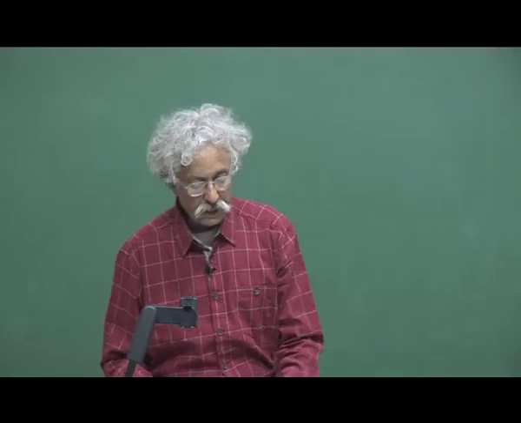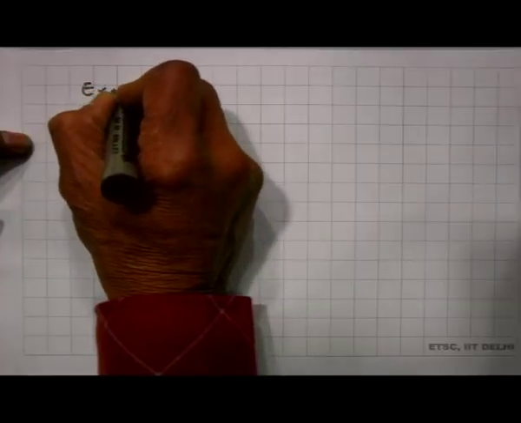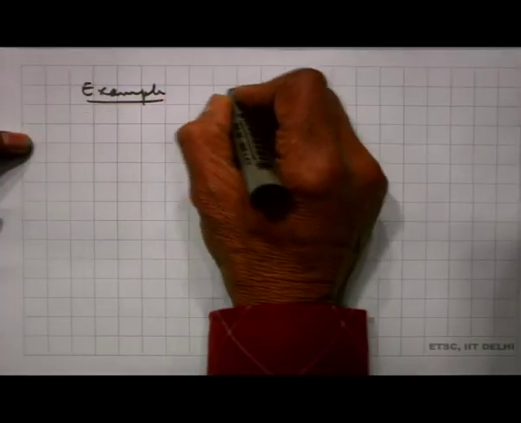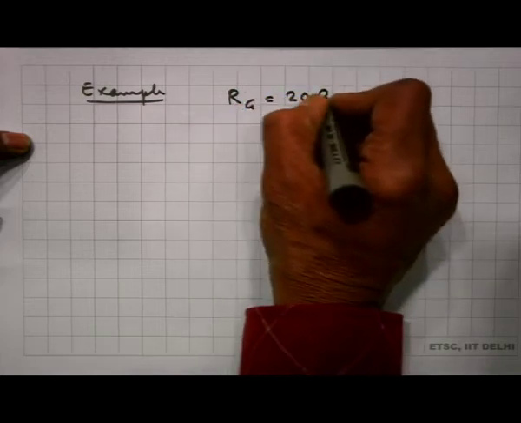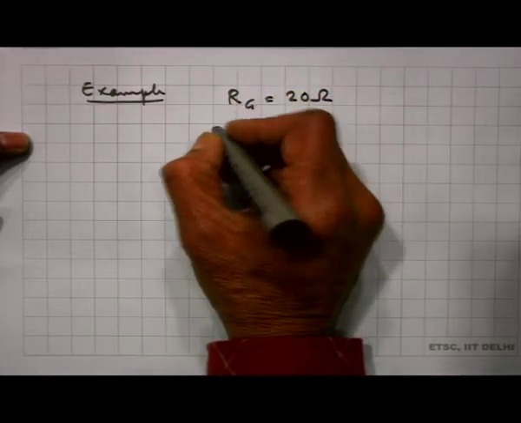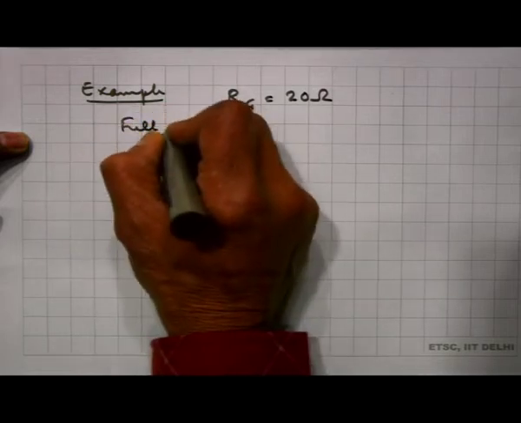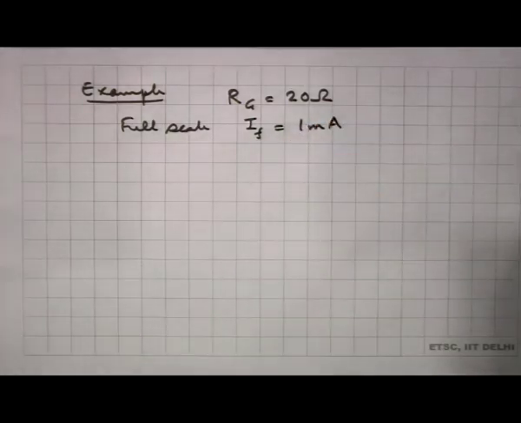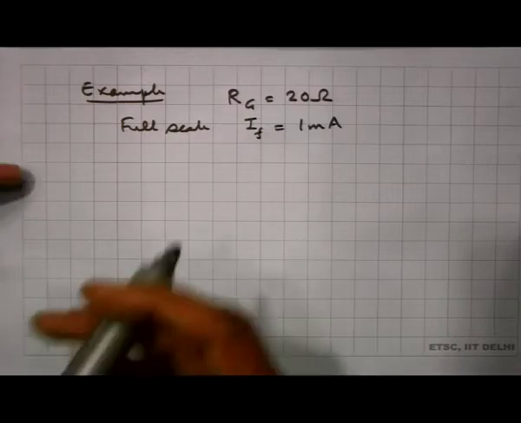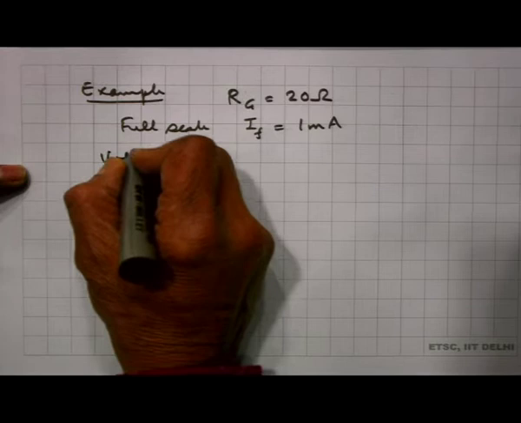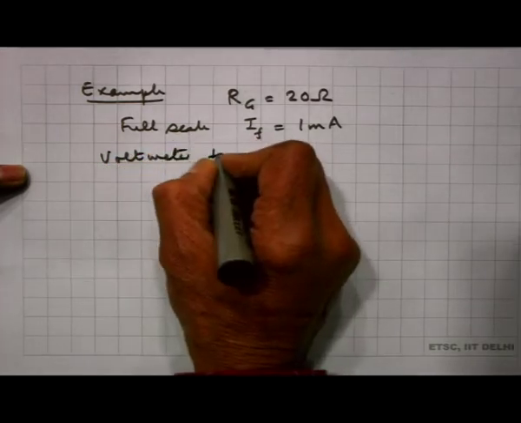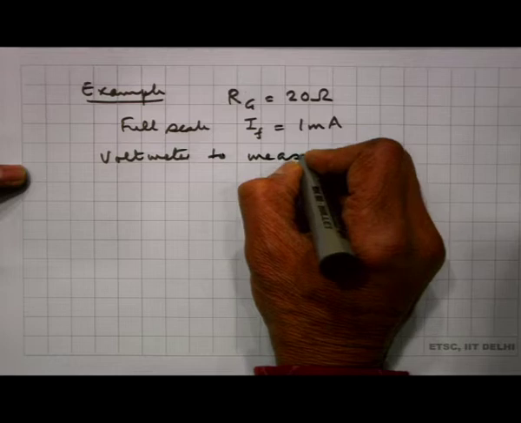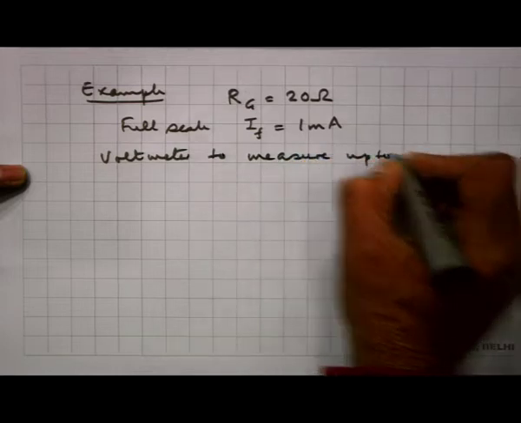So, now let me take the same example which I had done before, a galvanometer with a resistance of 20 ohms and the maximum full scale current of 1 milliampere. That means, if 1 milliampere passes through the galvanometer, the deflection is complete, and I want to convert this to a voltmeter to measure up to 10 volts.